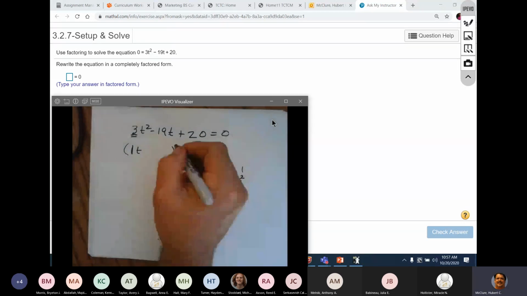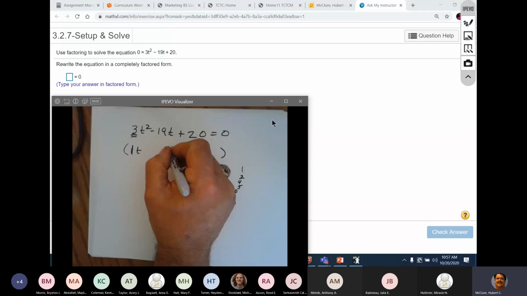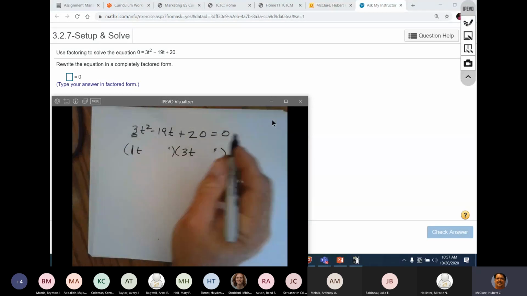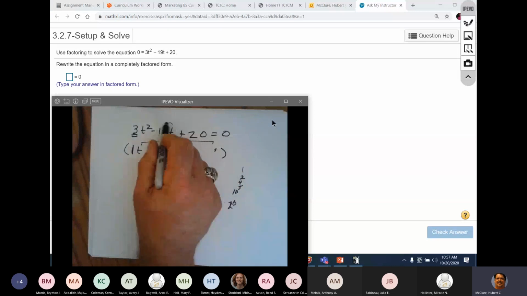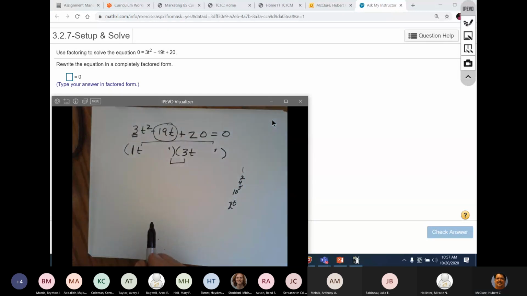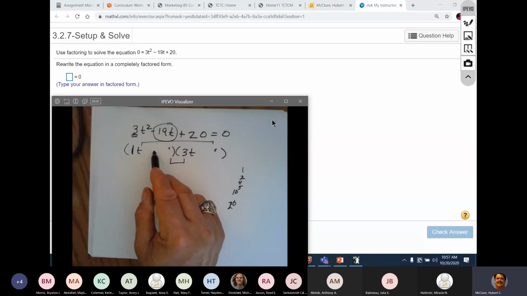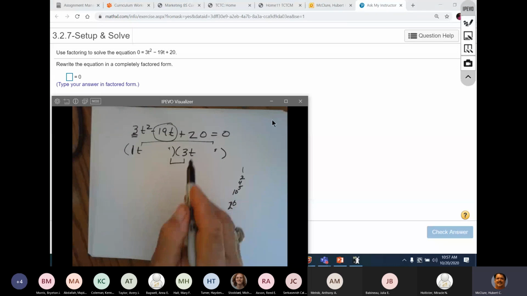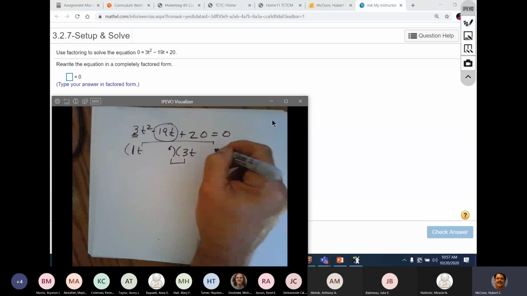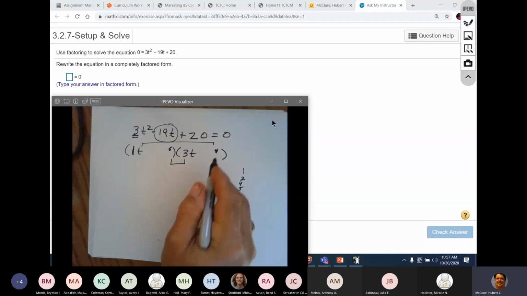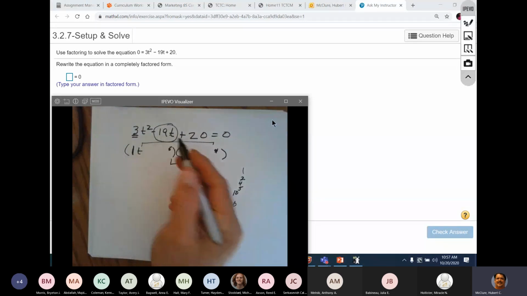Now I'm going to put a 4 here, a little 4 there, and a little 5 here. Outside and inside always gives you the middle term. Well, that's going to be a 5 and a 12. 5 and 12 won't work, so I'm going to flip them. Put a 5 right here and a 4 right there. 4 and 15, that'll give us 19.